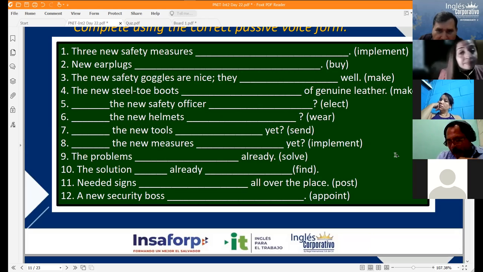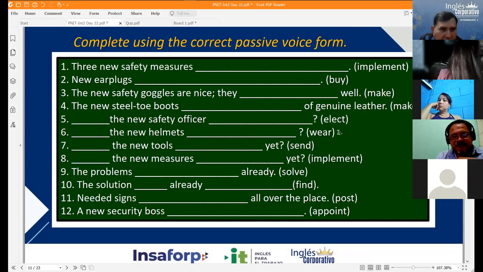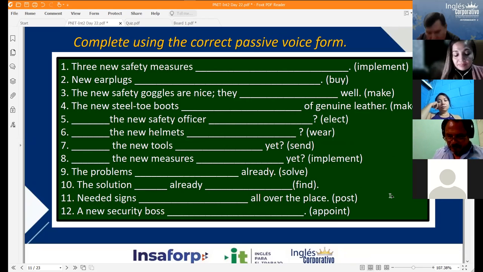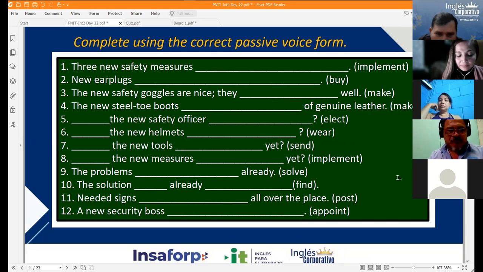The first thing that we're going to do is complete the passive voice from the manual. I changed the verbs. Maybe you remember that at the top there were some verbs. I decided to put other verbs here, okay? So you can do the ones in the manual to practice later.